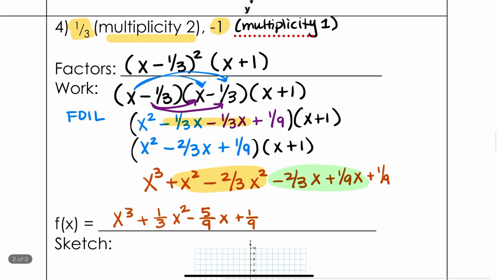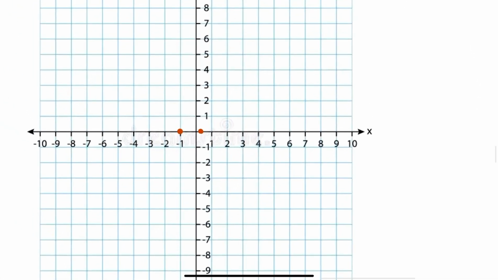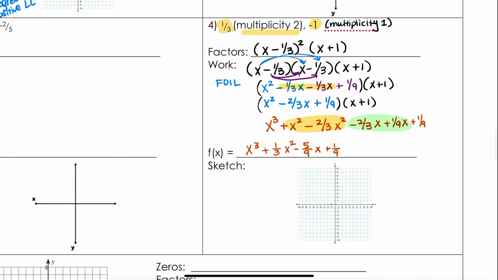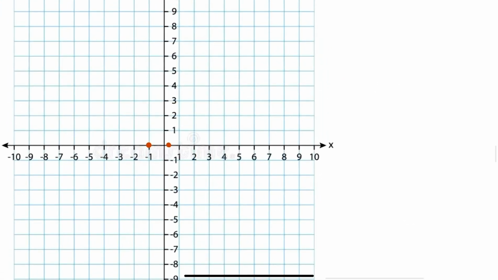Now remember, positive 1/3 had a multiplicity of 2, which means that the graph is not going to go directly through 1/3 like this. It's actually going to go and touch 1/3 and come back in the other direction. Or it could come from here, touching 1/3 and going another direction. So one of these situations here, either this or this. And then negative 1 had a multiplicity of 1, so it's going to go straight through negative 1.